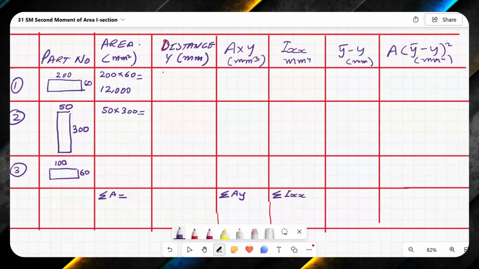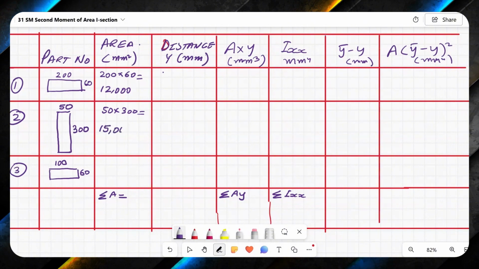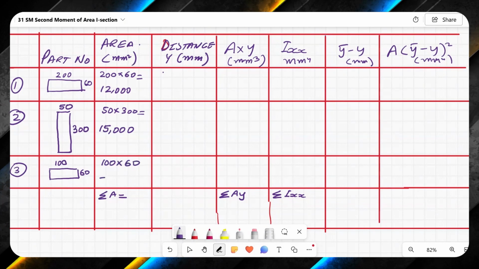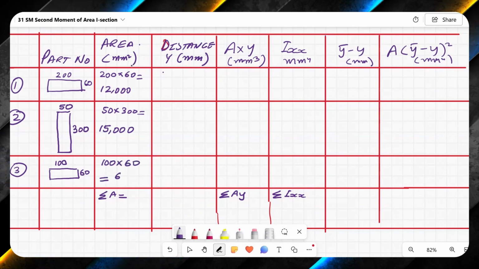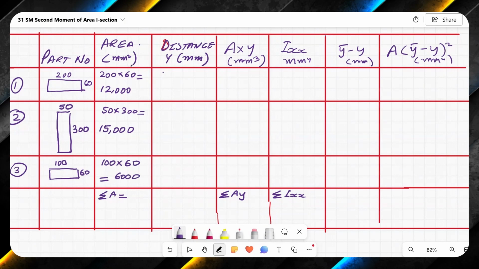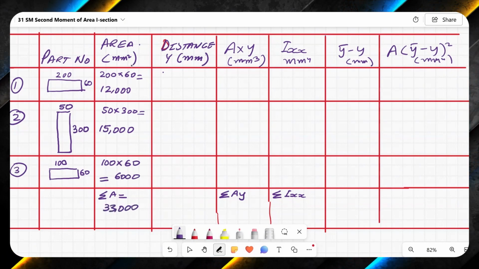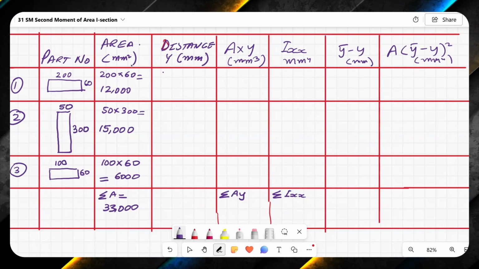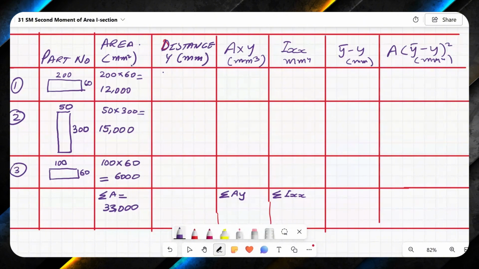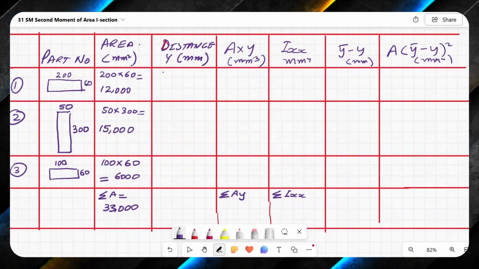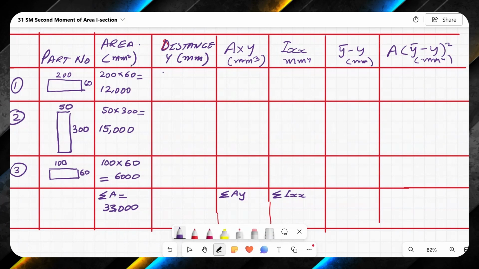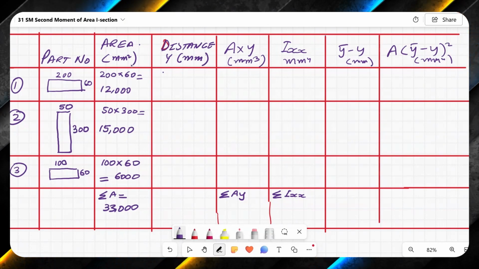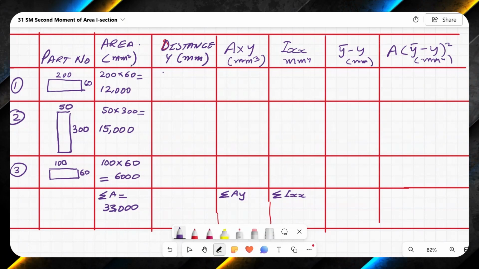This will be equal to 15,000. Then I will have 100 into 60. This will give me 6,000, and in total I will get 33,000 as summation of area. Now we have to find out y. Y is distance from center of a particular area to bottom datum line. When we are trying to find out centroid, then we have datum line. So let's see how we can do that.